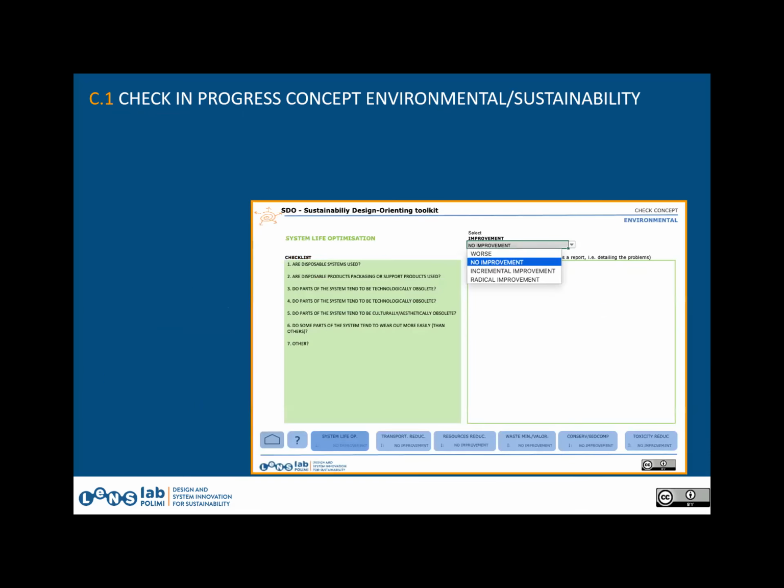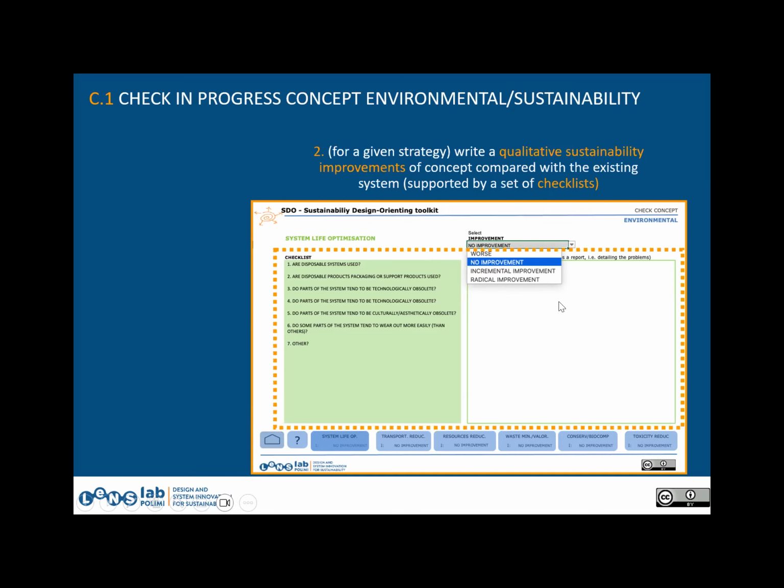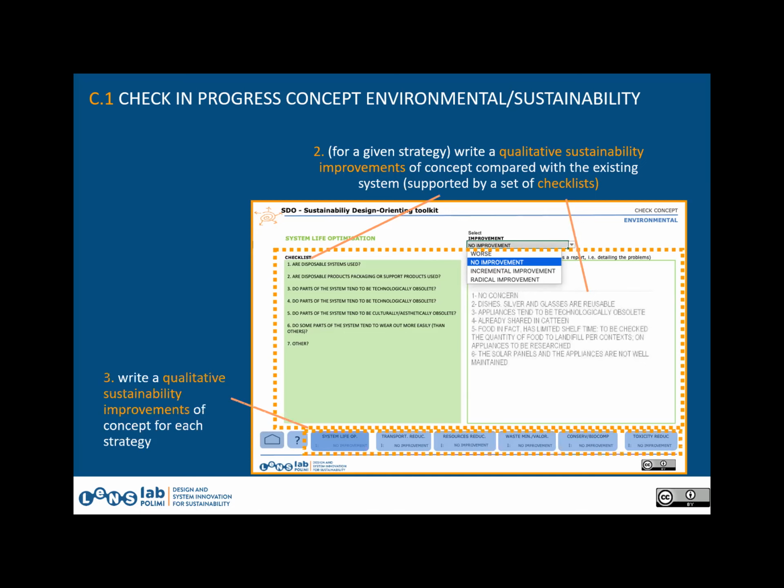So you click on check concept, and again you go back to those same things: system life optimization, transport reduction, resource reduction, waste minimization, valorization, conservation, toxicity reduction. So when you click on each of these boxes one by one, you can enter what you have actually done. Like here, he's given an example, and then you decide whether there is improvement or there is no improvement, or whatever is happening, incremental, and so on.